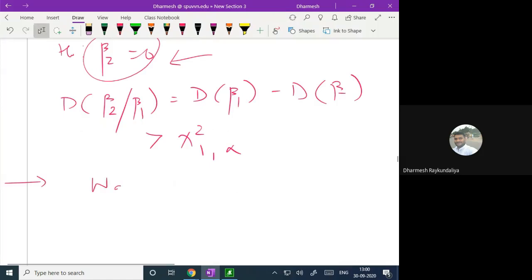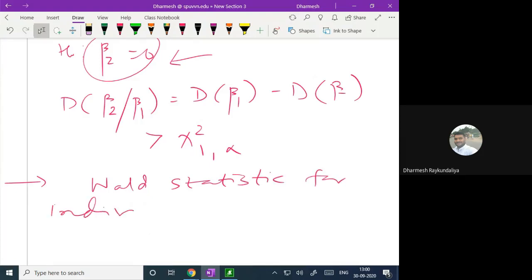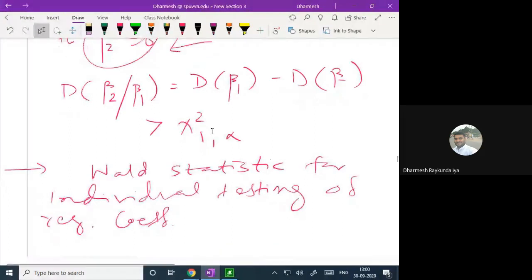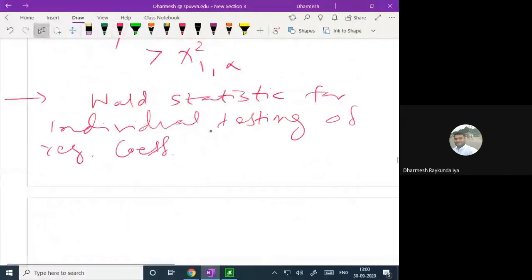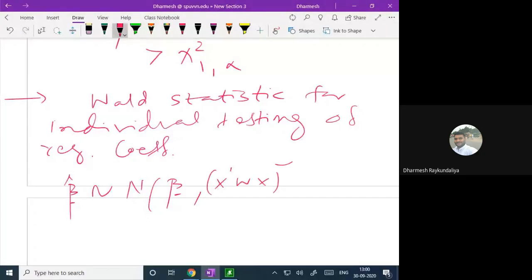Sometimes people apply the Wald statistics for individual testing of regression coefficients. Okay, so we know that these are all having a normal distribution, because MLEs are asymptotically normal with mean beta and variance. What is the variance? You already have X dash W X inverse.